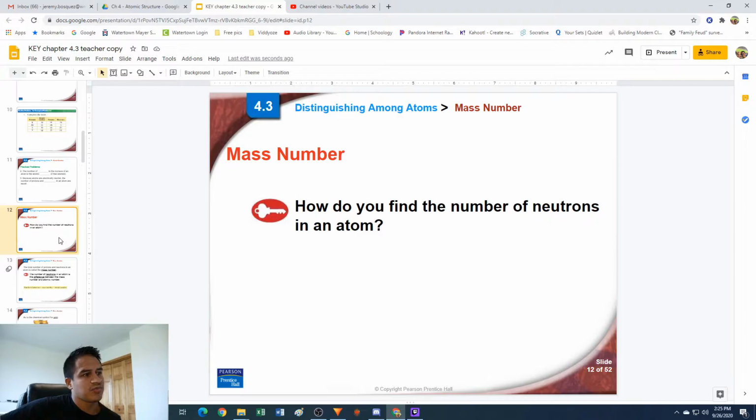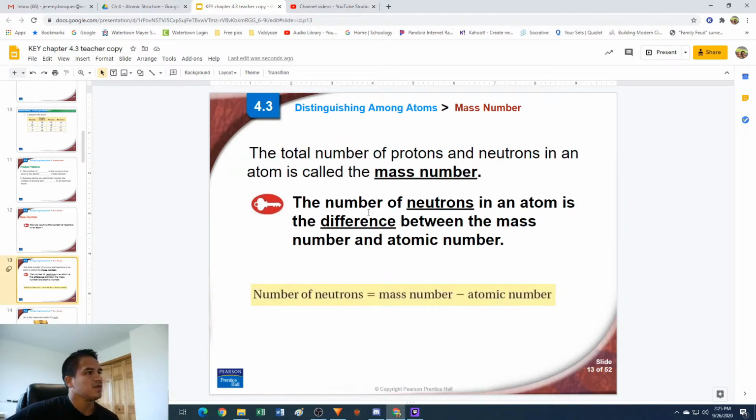Other than finding the number of protons and electrons, let's talk about neutrons, because those are really the ones that are a little bit more challenging to find. The term we're going to be talking about is called mass number. The mass number of an atom is going to be the protons and the neutrons added together.